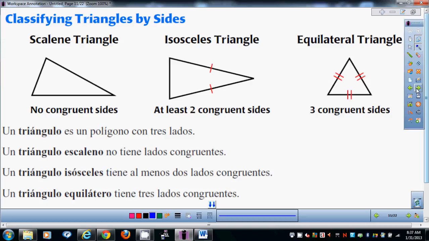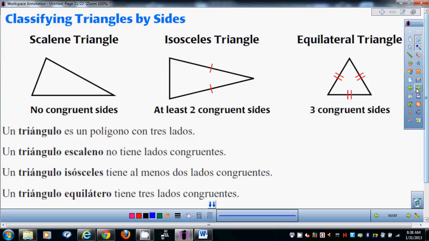Now, I always remember that because iso means like isolated, right? And there's like one side that's all by itself. It's not like the other. So, isosceles means one of them is isolated, the other 2 are the same. And equilateral, they're all the same.